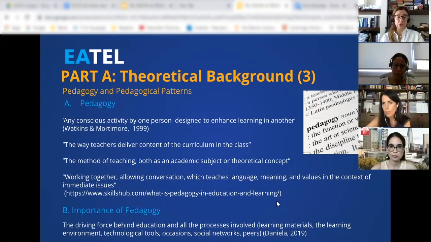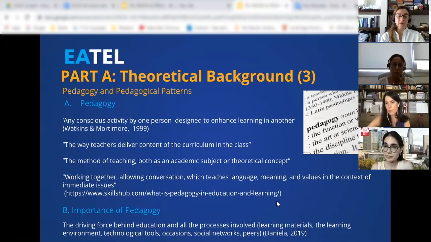So according to the literature, pedagogy is any conscious activity by one person designed to enhance learning in another. Some other definitions are the following. Pedagogy is the way teachers deliver content of the curriculum in the class, the method of teaching, both as an academic subject or theoretical concept. Pedagogy involves working together, allowing conversation, which teaches language, meaning, and values in the context of immediate issues.